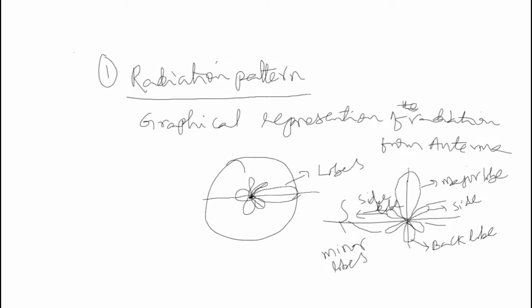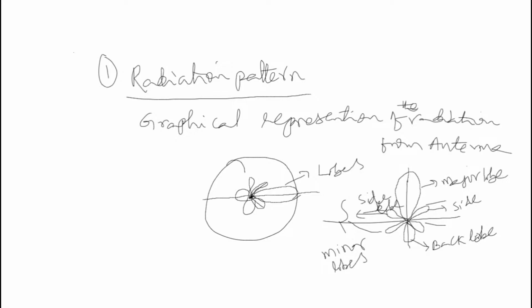What is meant by back lobe? A lobe which is exactly opposite to the major lobe, or the phase difference between back lobe and major lobe is nothing but 180 degrees. So this is nothing but the radiation pattern of the antenna. Radiation pattern is nothing but a graphical representation of the radiation from the antenna in different directions at equal distances.